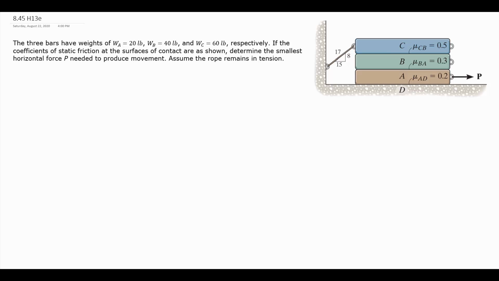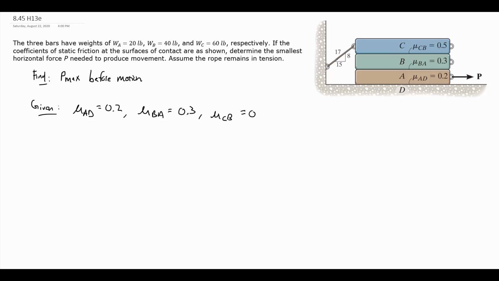This problem has us find the maximum force P that we can apply to this system before motion is going to occur. So we are trying to find what I will call P max before motion. And we have these three bars, and we are given some information about their coefficients of static friction, which I'll copy down here. Mu AD is going to be 0.2, mu BA 0.3, and mu CB is 0.5.